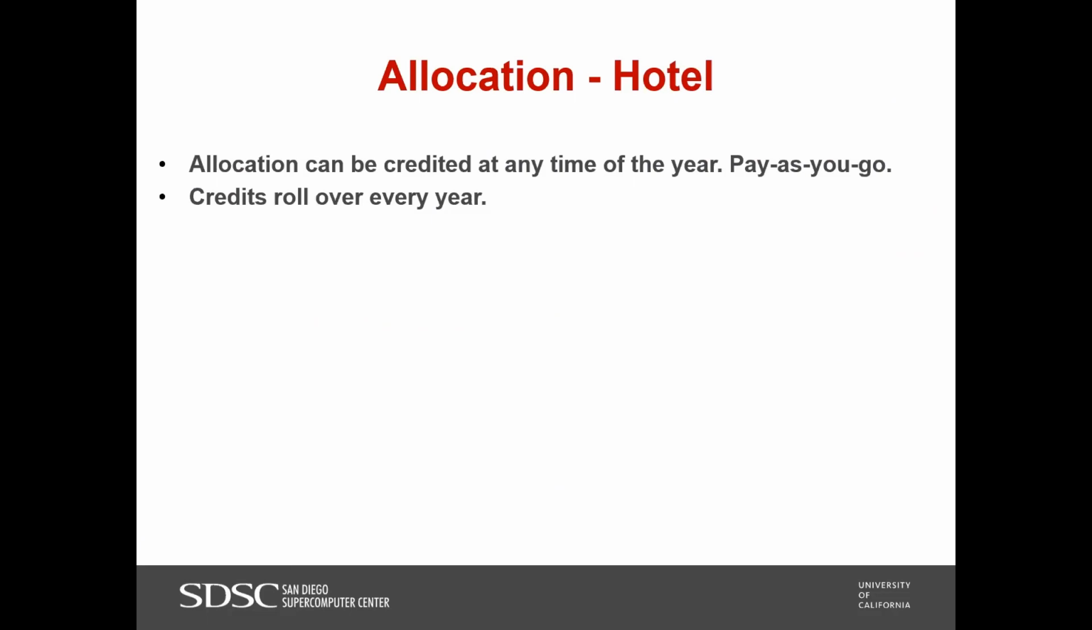Okay, so let's take a look at the hotel allocations. There are some base features of the hotel allocations that we're keeping since TSCC1. The hotel allocation can be credited at any time of the year. It's a pay-as-you-go model. You can choose to buy SUs and add them to your allocation at any time of the year. What you have bought can be rolled over every year.